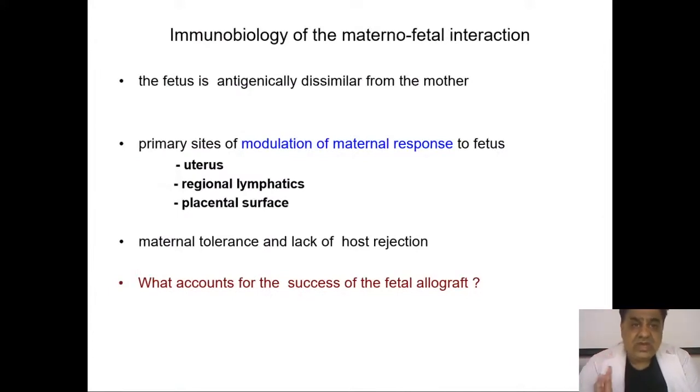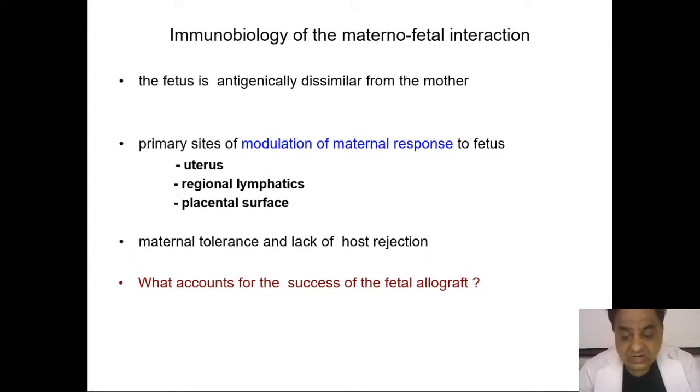Now, when we talk of the immunobiology of the maternal-fetal interaction, the fetus is dissimilar from the mother. It's actually an allograft, as I said. And the primary site of modulation of the maternal response to the fetus is the uterus, the regional lymphatics in the area, and the surface of the placenta, which cover and are nearest to the fetus. The maternal immune system is tolerant to the fetus, okay, and it lacks host rejection.